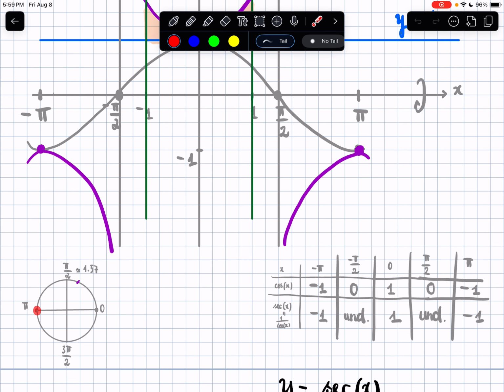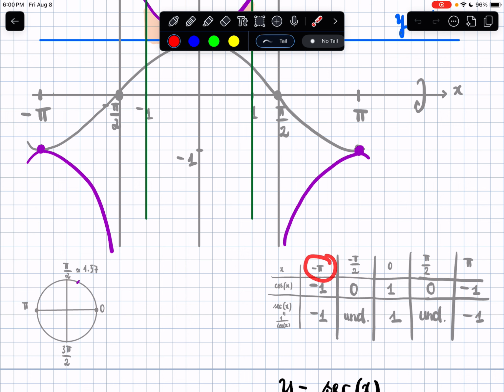Minus pi, minus 1; minus pi divided by 2, 0. So here we go down to the negative side. Minus pi divided by 2, minus pi; 0, pi divided by 2, pi. So here we have these 5 points.